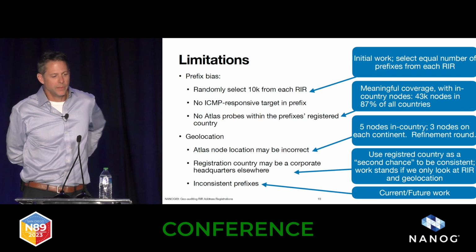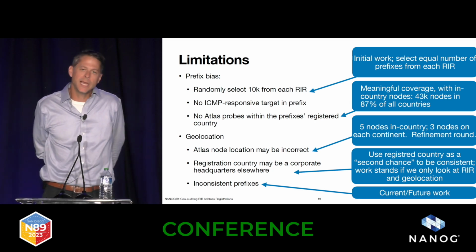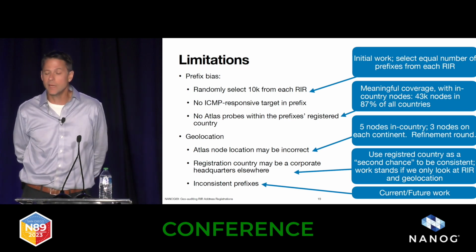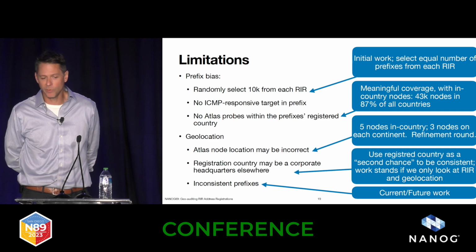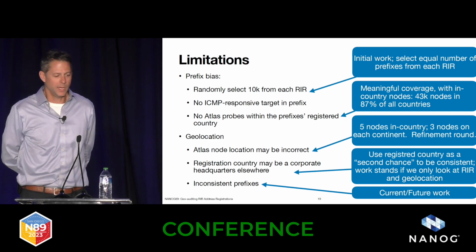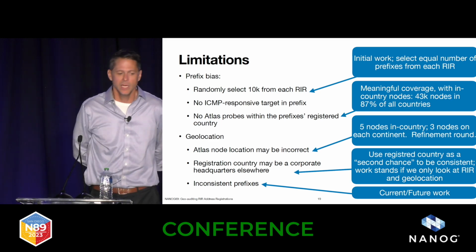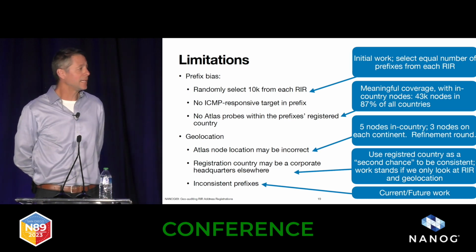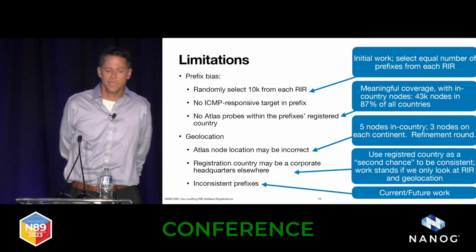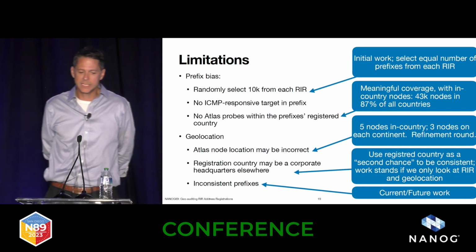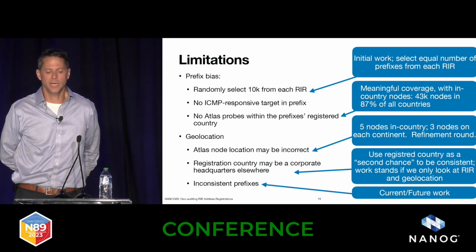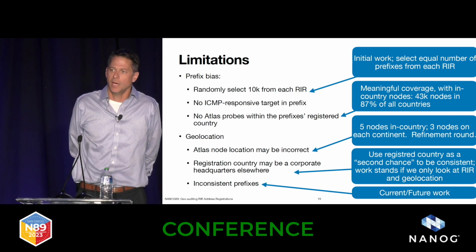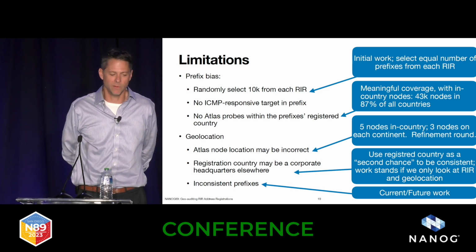First of all, there may be some bias in the prefixes that we select. We do randomly select the prefixes, but we're only looking at 10K. Again, we did that on purpose to have an equal number of samples. We're currently doing additional probing, as you might imagine, to map all of the prefixes. It may be the case that there are no Atlas probes within the registered country for that prefix. This does not happen often. RIPE Atlas has really good coverage, as I mentioned, 43,000 nodes, covering about 87% of all countries.